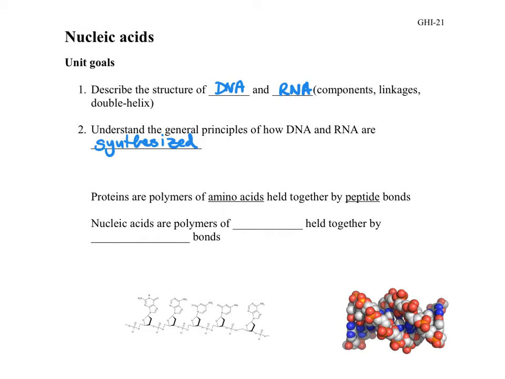Now, there's a few things I'd like to talk about in this introductory video that will help us frame the whole thing. The first is a structural issue. We said in our very first unit that proteins and peptides are polymers of amino acids held together by peptide bonds. That's our theme of components and linkages. Nucleic acids are polymers of nucleotides held together by phosphodiester bonds. So as with proteins, we're going to start off with a monomer.